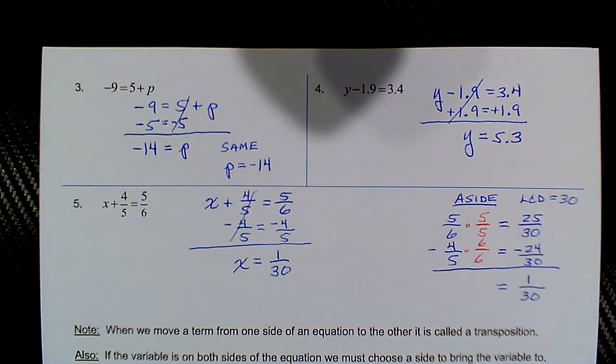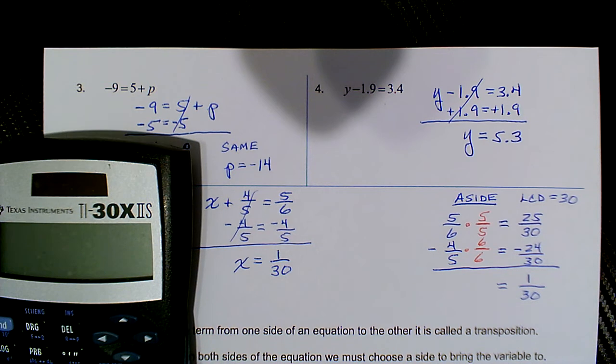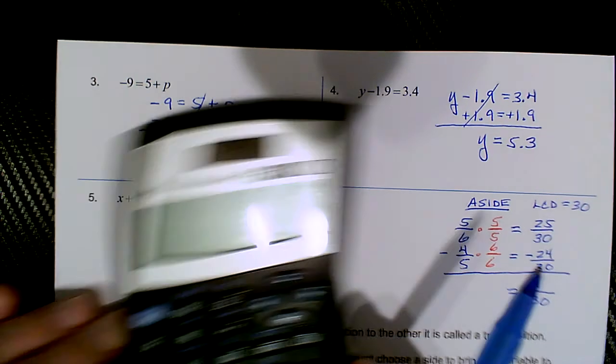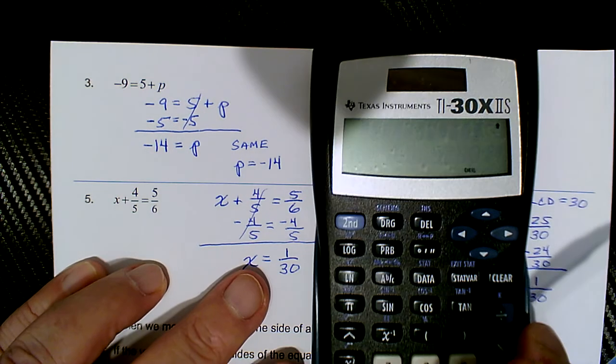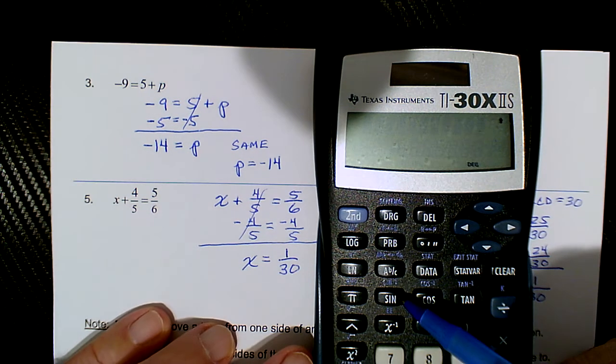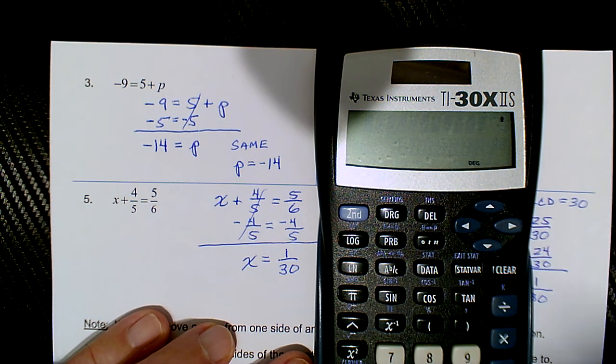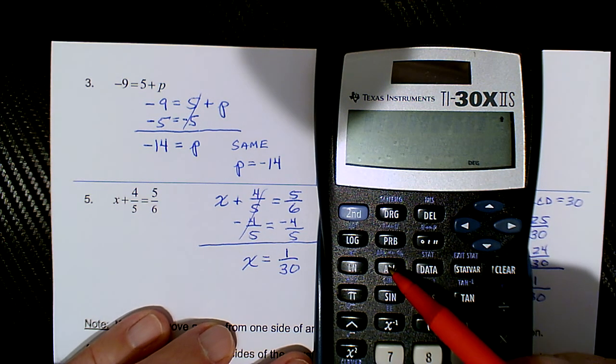But if you want, look at how nicely the calculator works. We've talked about the a b/c key before. That is right above the SIN button. That's our fraction key, right? Here you can see it better if I point with the red. So that's the a b/c key.